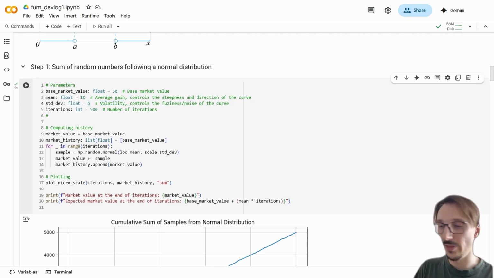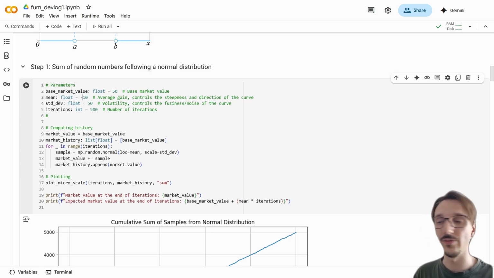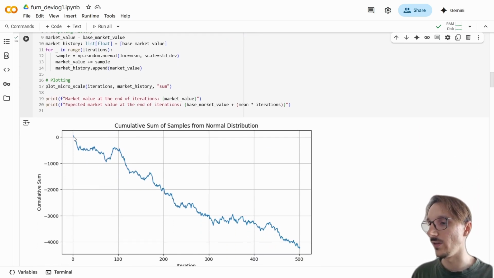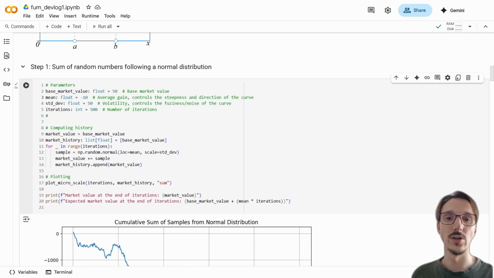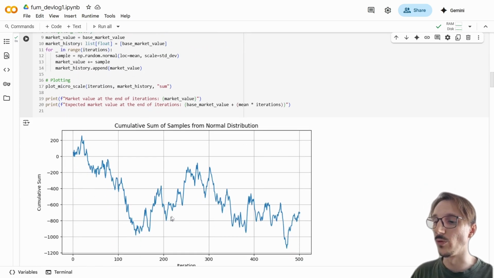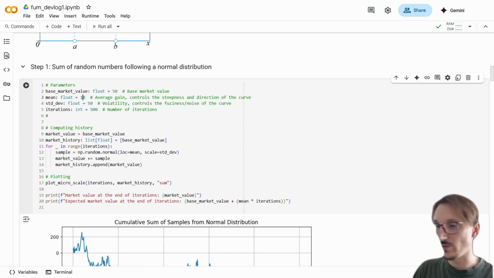Okay, let's put that back to 50 and now we can try to put the mean at a negative value and run it again. And as you might expect, the curve is now going down. So the mean controls the steepness and the direction of the curve, which is equal to the average gain of the market. And we can also put it to 0, for example, and it will just generate some random noise around the base value. Okay, let's put that back to normal.